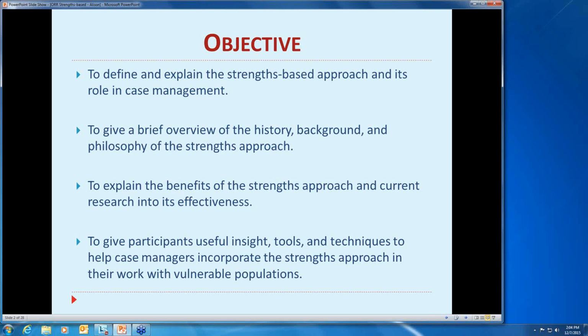And during the webinar, I'm going to explain the strengths approach and how it can be incorporated into case management. And I'm also going to give a brief history and background. I'm doing this because I think that it's important to have an understanding of past models and how they affect the work that we do and how they helped the profession evolve. I'm also going to look a little at the research and the strengths approach effectiveness. And last of all, I hope to give you all a few tools like I talked about earlier.